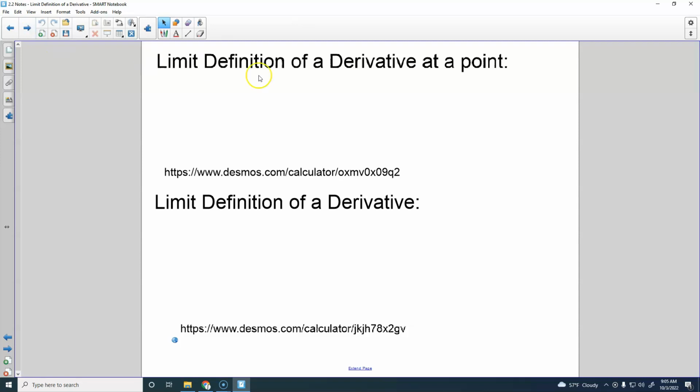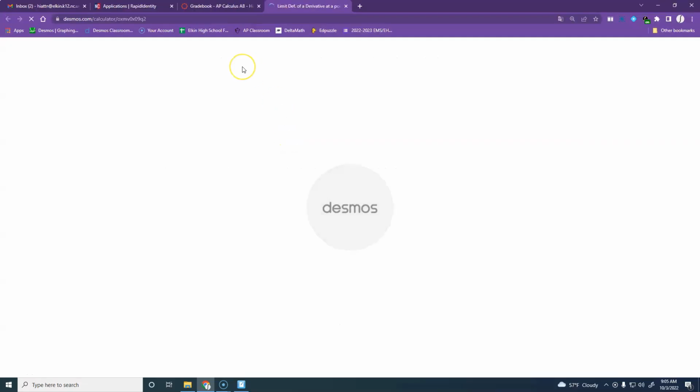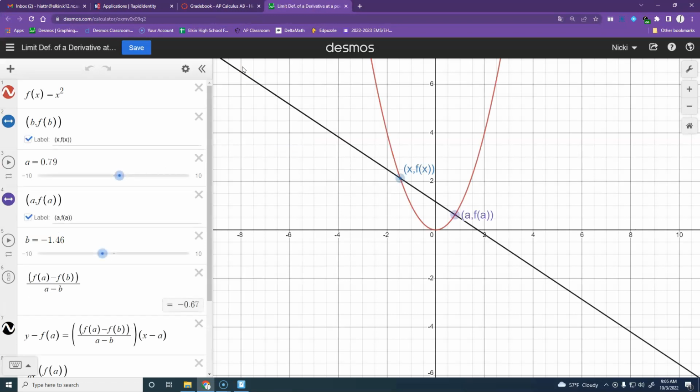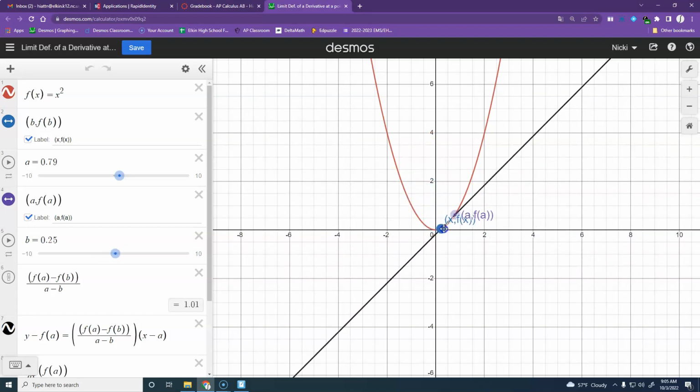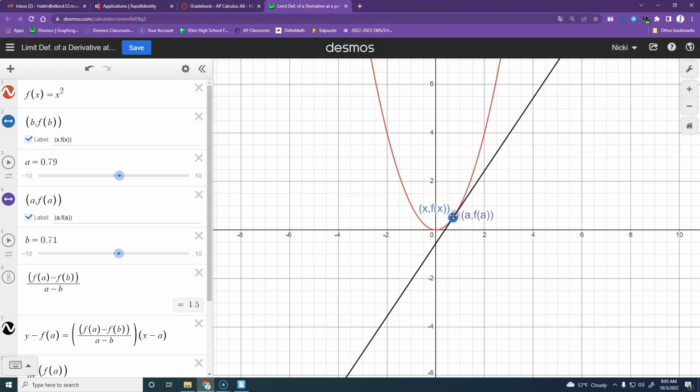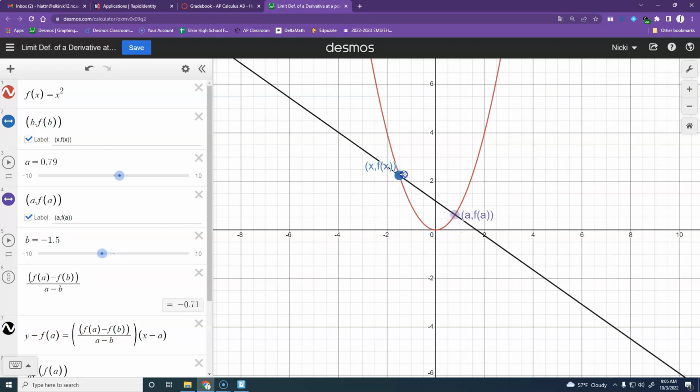So, we have already looked at the limit definition of a derivative at a point. We looked at this Desmos graph here, and the idea was that we had 2 points, and we were approaching whatever value this was right here. This a, f of a, was a fixed point that we knew. Like on the example we did, it was the point 0, 0. We knew where it was, and so we took this point and moved it closer and closer to that point, and it gave us the slope of the tangent line at that point.